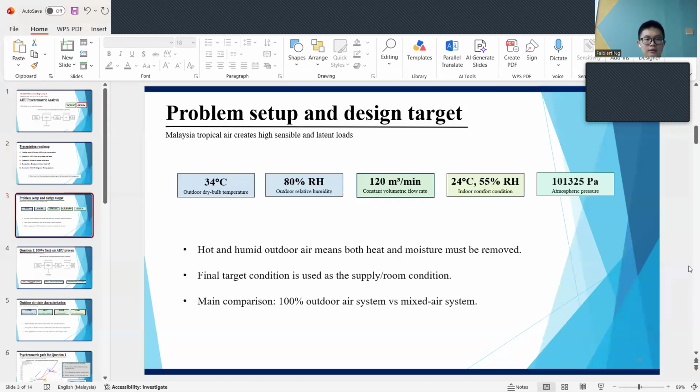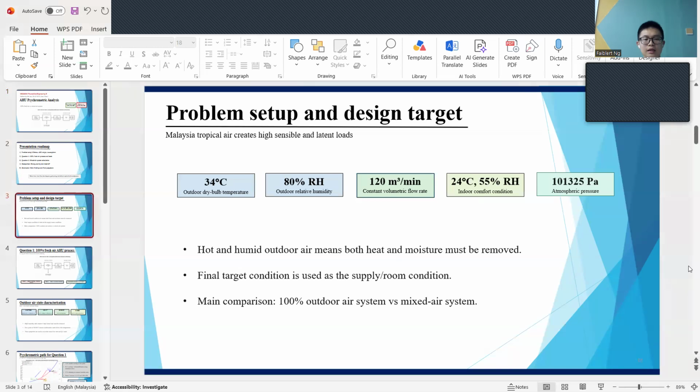All right, next slide. Malaysia has a tropical climate, so the outdoor air is normally hot and humid. Because of this, the AHU needs to remove both sensible heat and latent heat. Sensible heat is related to temperature reduction. Latent heat is related to moisture removal from the air.